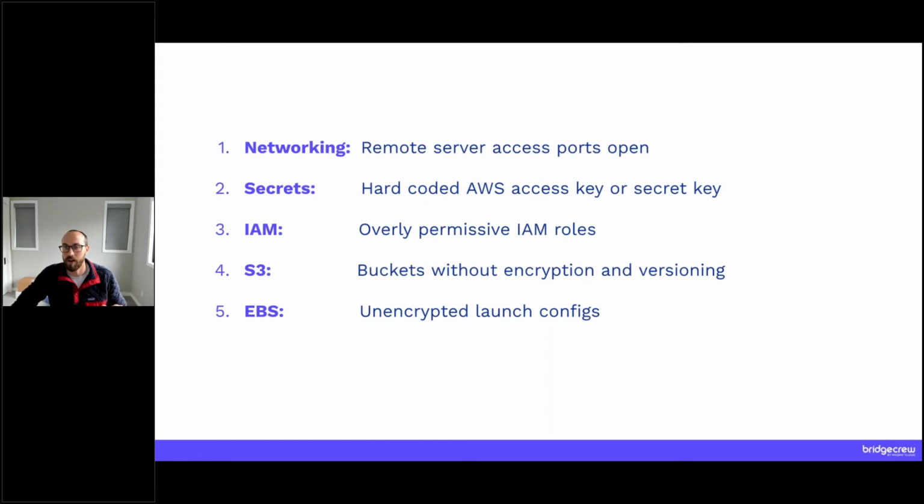So the top 5 that we found come down to networking, where remote server access ports are open to the world. So this is port 22 or 3389 in the case of RDP. And secrets exposure, hard-coded AWS credentials specifically, included in Terraform files or CloudFormation files that were checked into code. And then there's IAM, overly permissive IAM roles. Then there's S3 with S3 buckets. It was encryption turned off or versioning turned off, which is the default, but you really should have both of those turned on. And then for EBS, it's unencrypted launch config.